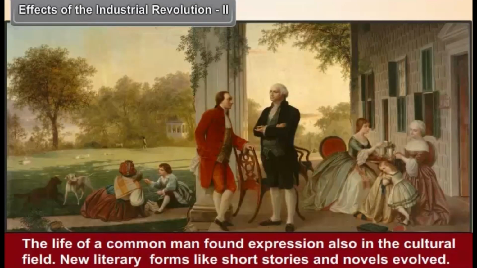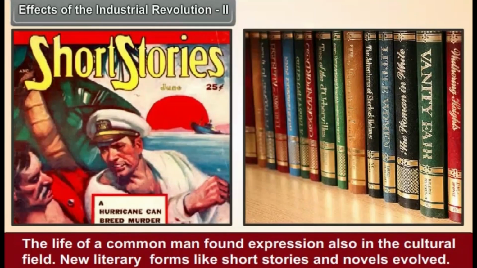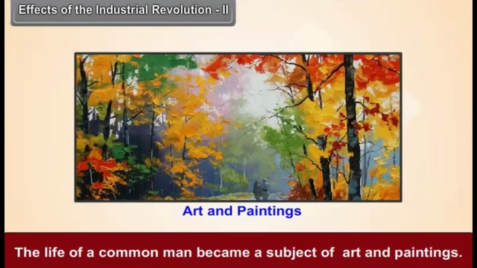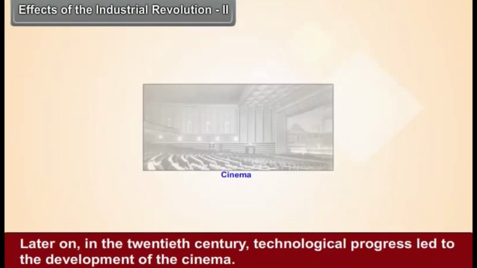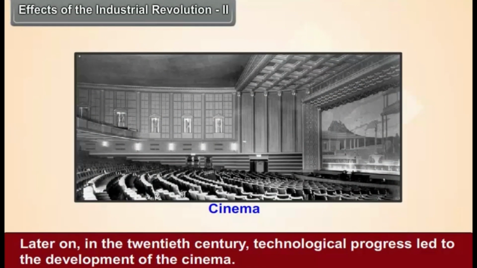The life of the common man found expression also in the cultural field. New literary forms like short stories and novels evolved. The life of a common man became a subject of art and paintings. Later on in the 20th century, technological progress led to the development of the cinema.